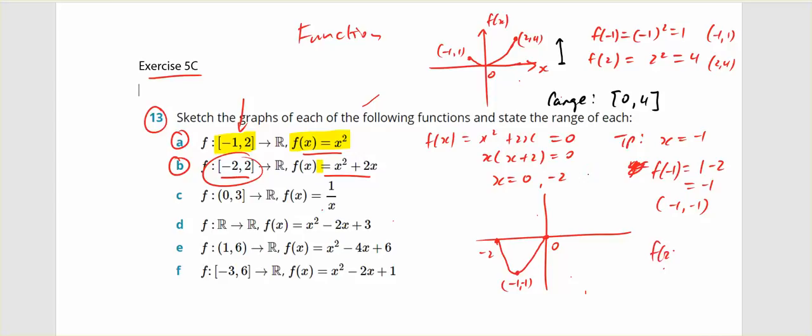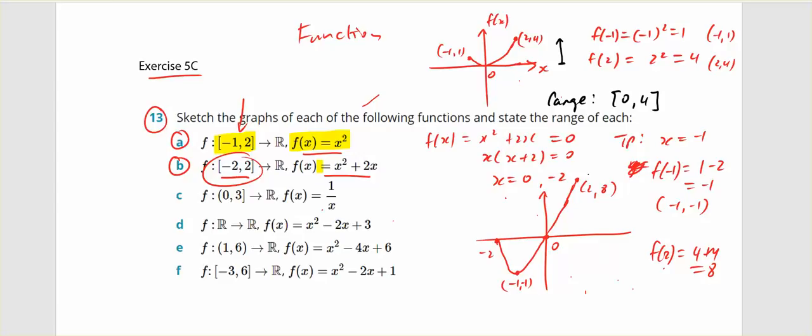So f of 2 equals 2 squared, 4, plus 2 times 2 plus 4, which is 8. Okay, so our endpoint at 2 is actually at 8. I probably didn't draw the graph that proportionally, but it goes up to 8. So we're at (2, 8) here.